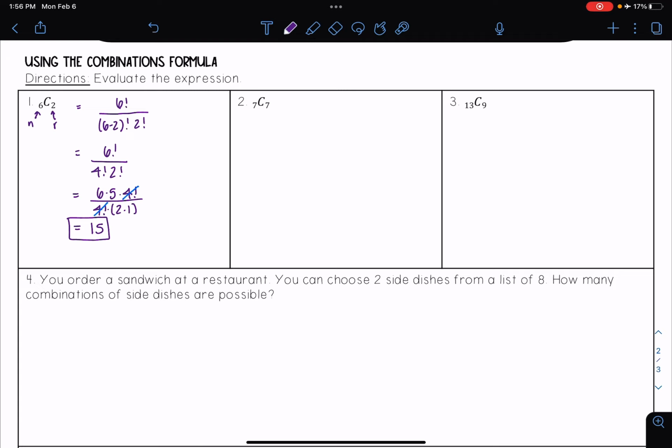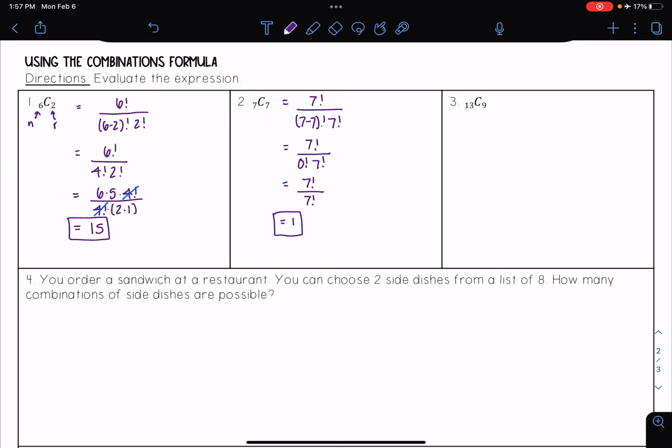Okay, now here I have 7C7. So my 7, or my n, is actually equal to my r this time. So I have 7 factorial over 7 minus 7 factorial times 7 factorial, which is equal to 7 factorial over 0 factorial times 7 factorial. Now when you remember back to our previous lesson, we learned that 0 factorial is one of those special values, and that 0 factorial is actually just equal to 1. And so this becomes 7 factorial over 1 times 7 factorial, which is just 7 factorial over 7 factorial. I have the same thing on top and bottom, and so anytime I divide something by itself, it's just equal to 1.